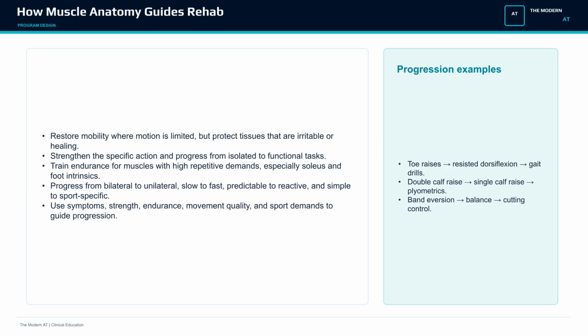Progress from bilateral to unilateral, slow to fast, predictable to reactive, and simple to sport-specific. Use symptoms, strength, endurance, movement quality, and sport demand to guide progression. The goal is not just isolated strength, it is durable function under athletic load.